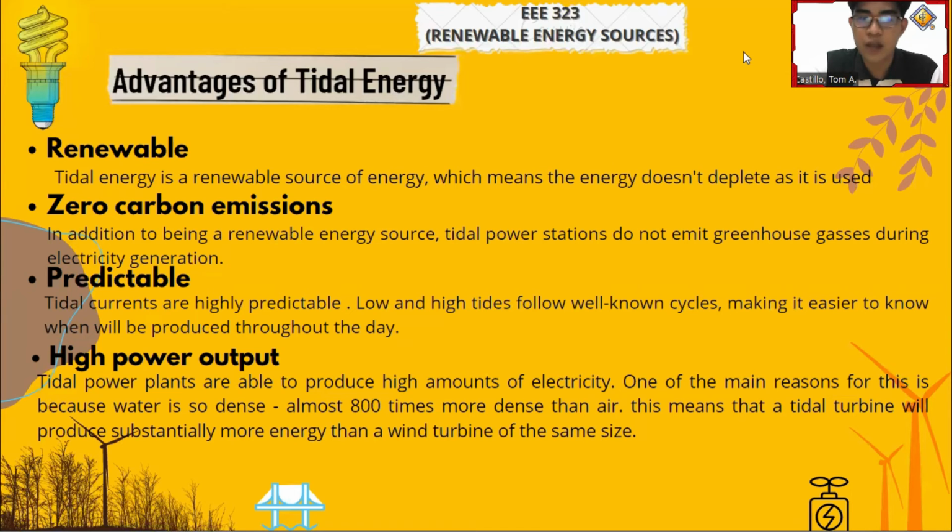Then last advantage of tidal energy is high power output. Tidal power plants are able to produce a high amount of electricity. One of the main reasons for this is because water is so dense, almost 800 times more dense than air. This means that a tidal turbine will produce substantially more energy than a wind turbine of the same size. So, yung tidal turbine is nakakapag-produce siya ng much more electricity than wind turbine.